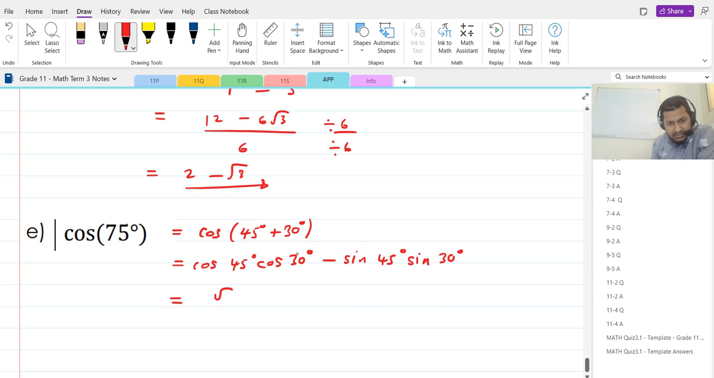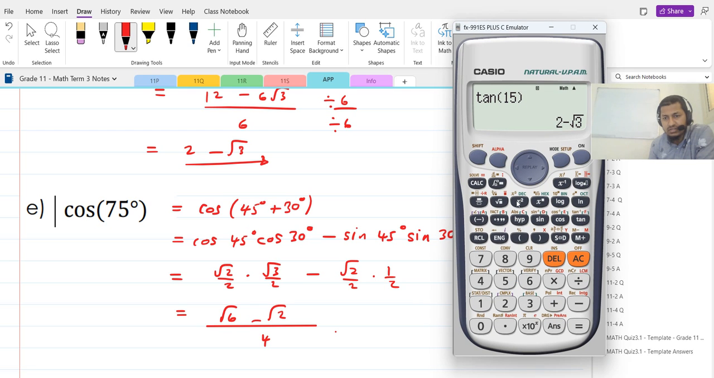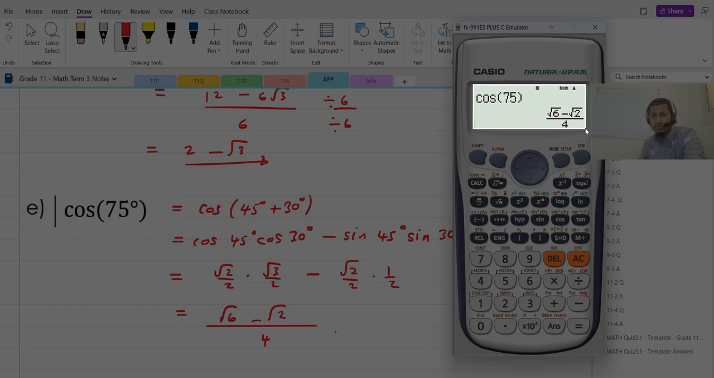Cos 45 is root 2 over 2. Cos 30 is root 3 over 2, minus sin 45, which is root 2 over 2, times sin 30, which is half. Remember the same denominator, which is 4, so I can just put 4 here. Root 3 times root 2 is root 6, minus root 2. You can verify the answer with cos 75 on the calculator. Cos 75 equals, yep, root 6 minus root 2 all over 4. I hope you guys are understanding.